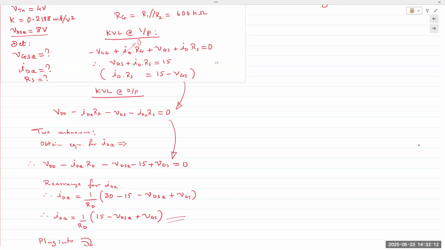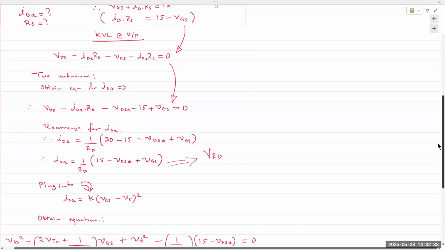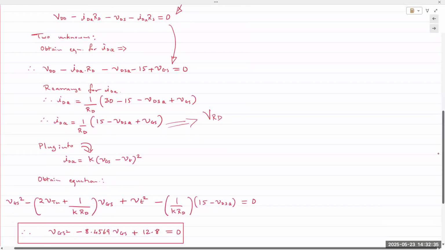This technically is simply the voltage drop across the drain resistance RD. It's ID times RD is equal to 15 minus VDS plus VGS. That's all that's actually been done, right? So we obtain an expression for IDQ. Now here's the main point.